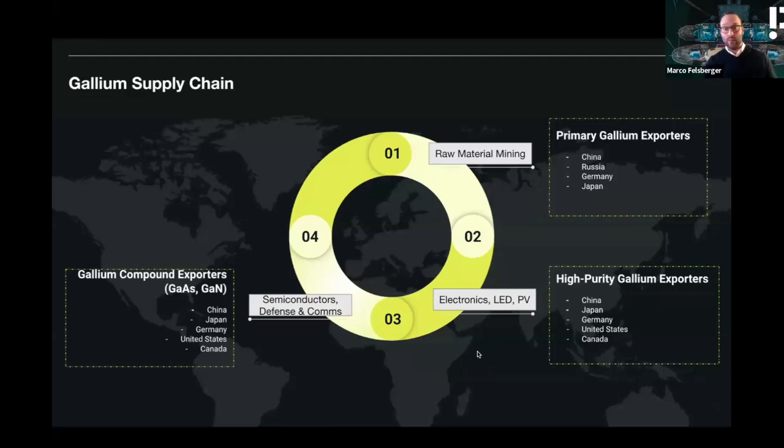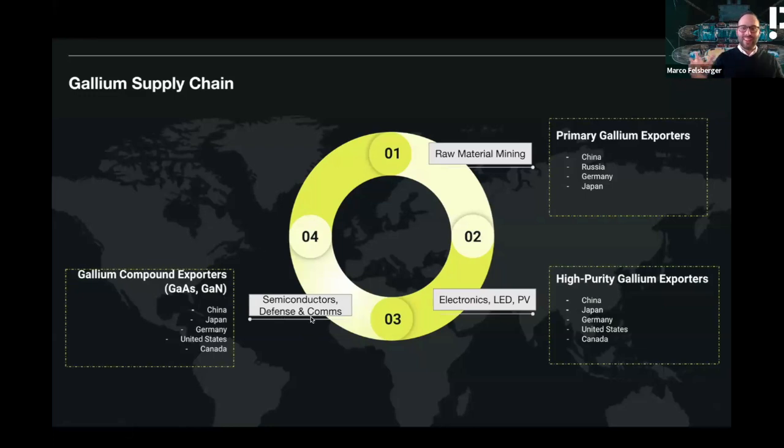Then there is one step further as well: the gallium compound exporters, that's GaAs and GaN, where China still does a lot, but Japan, Germany, the US, and Canada are much closer to producing the same numbers. And if you look, for example, at the import statistics for GaN, I think it was from the US, imports to the US from China were only 4%. So they are not very reliant on Chinese exports here.